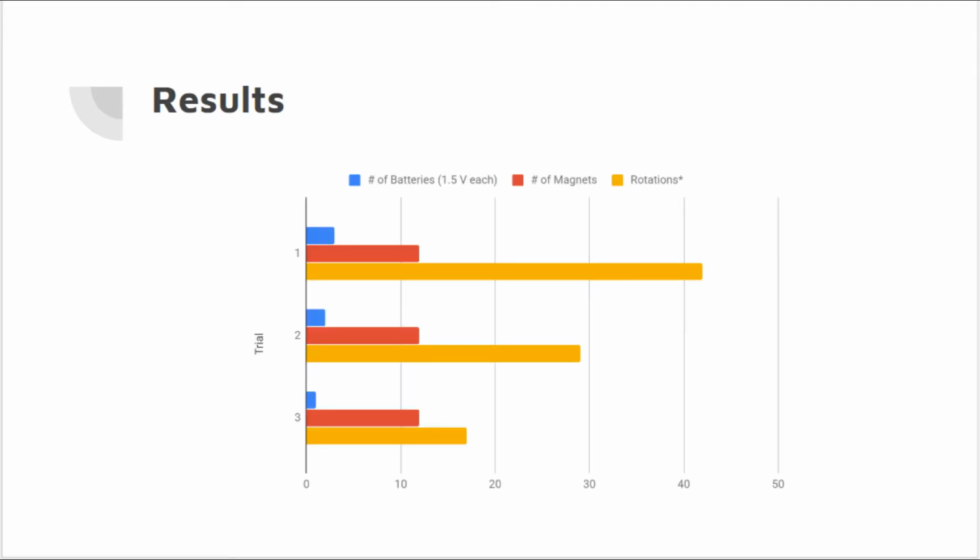We chose a bar graph to show the direct relationship between the number of batteries present in the system and how many times the copper wire rotated. As we can see, when a battery was removed from each trial, the number of rotations also decreased as the number of magnets was constant.